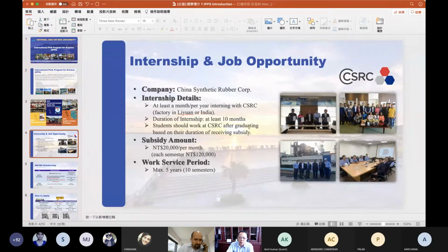And now you can see the internship and the job opportunity. I think we also signed an agreement with this company, especially for the chemistry group. So if you apply for the chemistry group, you can also apply for this internship.